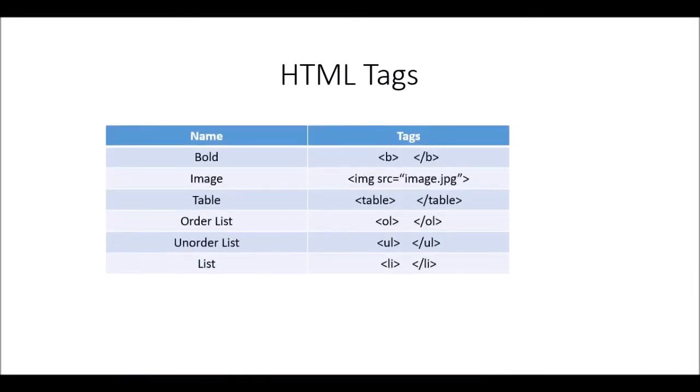Now, whenever they ask you to do anything like bold, then you have to open the tag B, and you close it by slash. The same thing with image, then table, ordered list, unordered list, and list item. All right, you can go through this later, and I'm going to show you some examples.